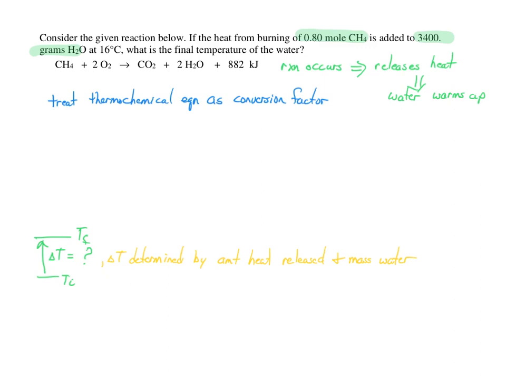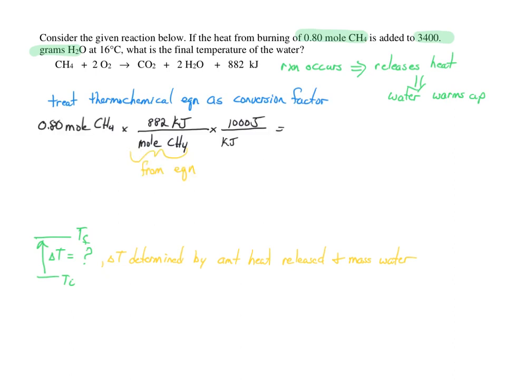So to determine the delta T, we need to know the amount of heat that's involved. And we're going to use this thermochemical equation as a type of conversion factor. We start with our measured number of methane. So we have this much methane. We want to know how much heat is released when this much methane is reacted. So here's our equation for the amount of heat that's going to be released.